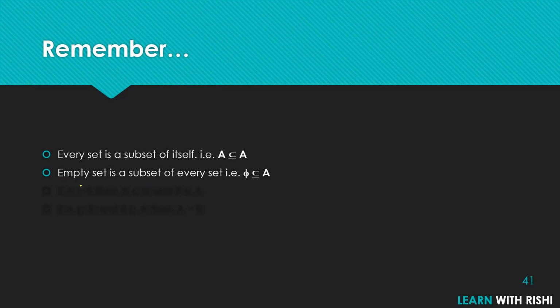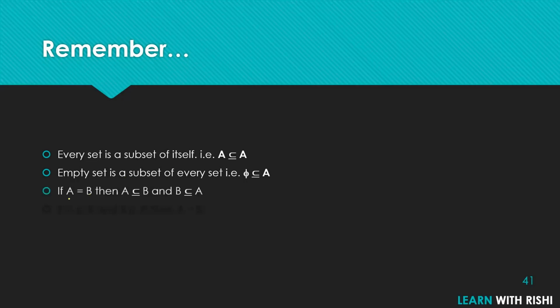Empty set is a subset of every set. That is, phi is a subset of A. Now what is an empty set? Empty set or null set is a set in which there are no elements. So that set is a subset of every set. Because when we say that two sets are not subsets of each other, it is because every element present in one set is not in the other set. But in the empty set, we don't have any element. So we don't have any element to compare with others. So that's why the empty set is a subset of every set. You take any set, the empty set will be a subset of it.